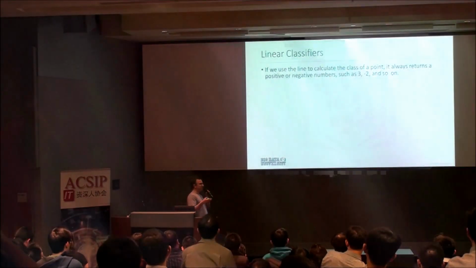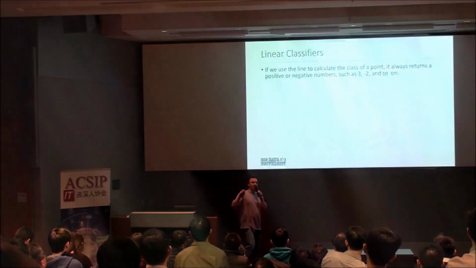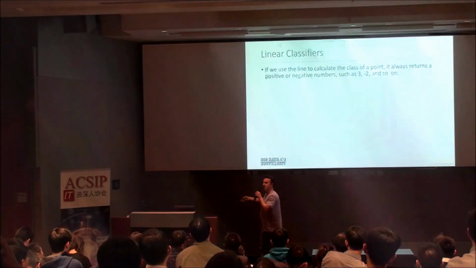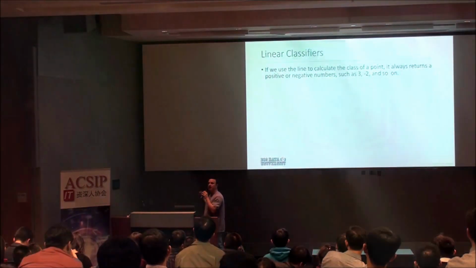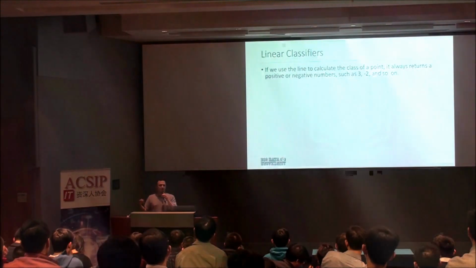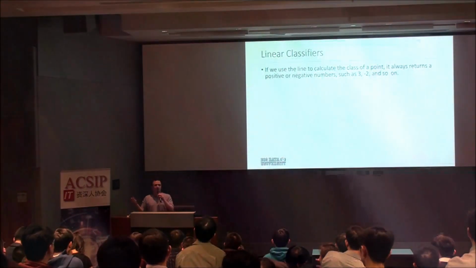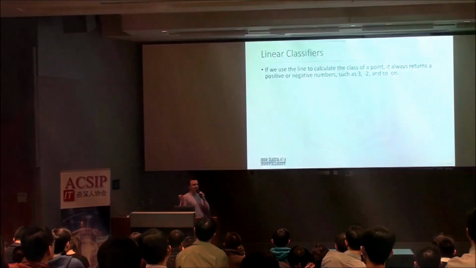So the problem is we have these real numbers. We know that if you're on one side of the plane, you're negative, and if you're on the other side of the plane, you're positive. And we've got to convert that number into an actual 0 or 1. Is there any way to do that? Can anybody think of a way?